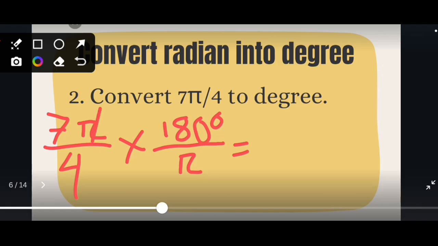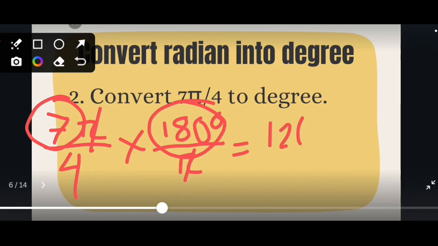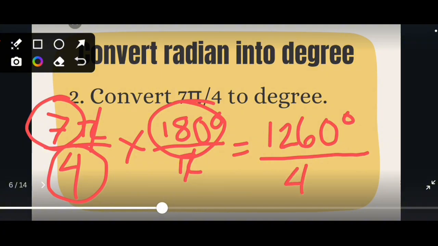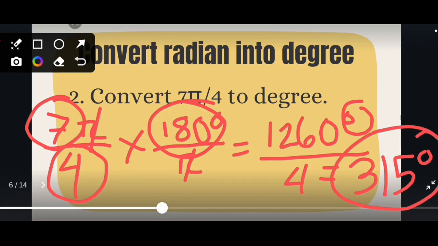So first, let's cancel out the pi. Then multiply the 7 and 180. 180 multiplied by 7 is 1,260 degrees, over 4. Then after that, divide 1,260 over 4. So 1,260 divided by 4 is equals to 315 degrees. Since degrees to degrees. So, yung 7 pi over 4 kapag kinonvert natin into degree, ang magiging answer is 315 degrees.